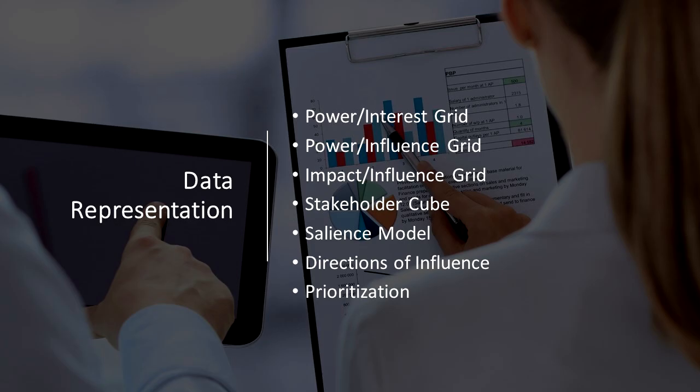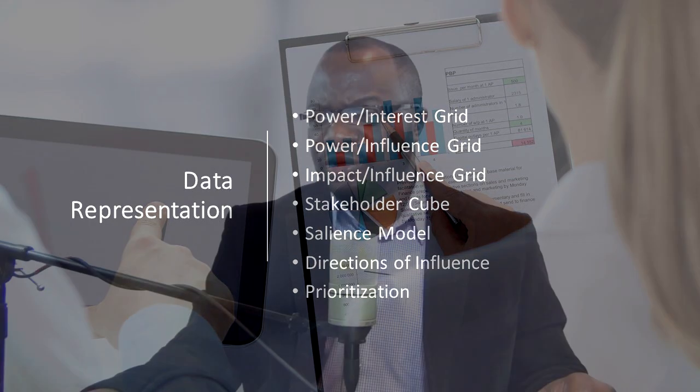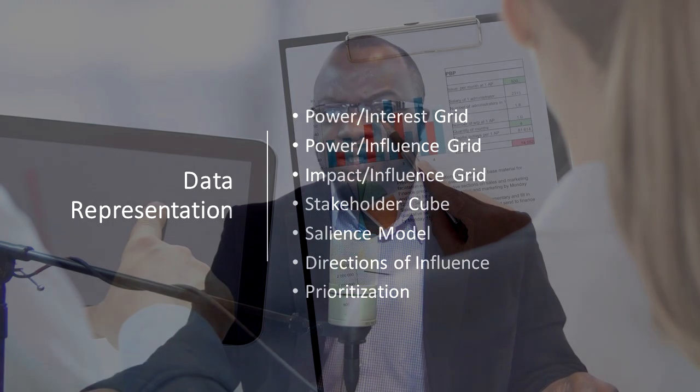We have the stakeholder cube, which is a refinement of the grid models previously mentioned, and this combines elements into a three-dimensional model that can be used to better understand stakeholders. We also have the salience model. Look out for this one and read the definition carefully. Salience refers to the ability of a stakeholder to impose their will. Stakeholders who can impose their will could include union leaders and such.